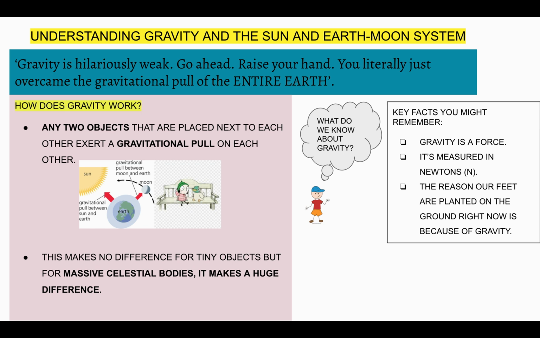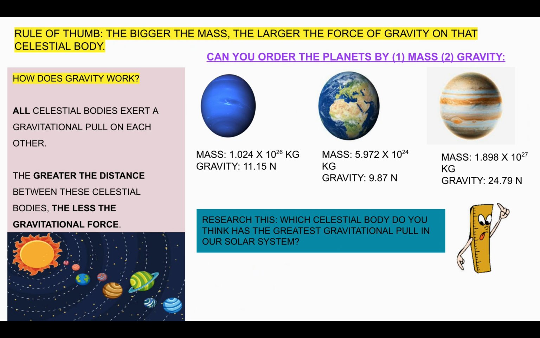But when we're talking about massive objects, and I want you to picture now the celestial bodies, massive celestial bodies, this will make an enormous difference. So what you're talking about here is things like the stars, the moons, all of those make a massive difference because they are so huge. So, one thing we can say here is that the bigger the mass of a celestial body, the bigger the gravitational pull of that celestial body.